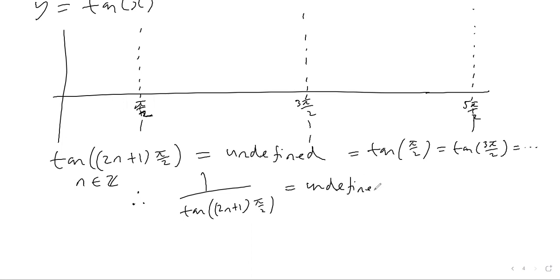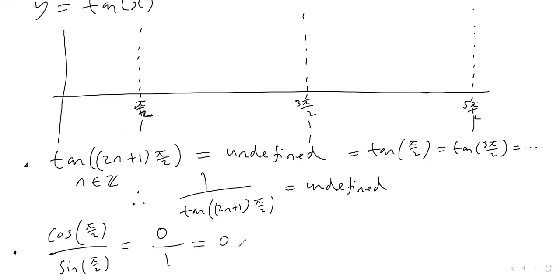Now let's think about what happens when you do cos of, let's just pick pi over 2 to make the problem easier. So let's do cos pi over 2 divided by sin pi over 2. Cos pi over 2 is cos 90 degrees, which is 0, and sin pi over 2 is sin 90, which is 1, so you get 0. So 1 over tan pi over 2 is not defined, but cos pi over 2 divided by sin pi over 2 is actually defined, it's 0.